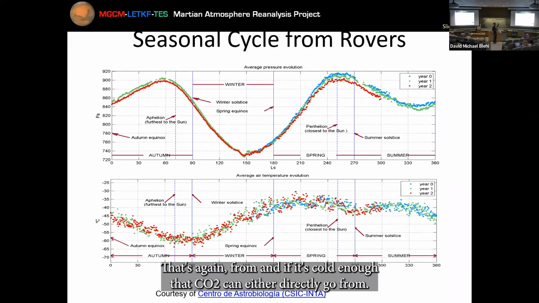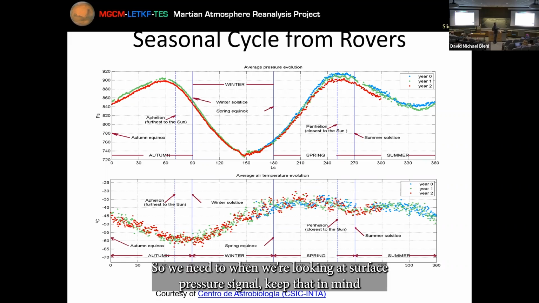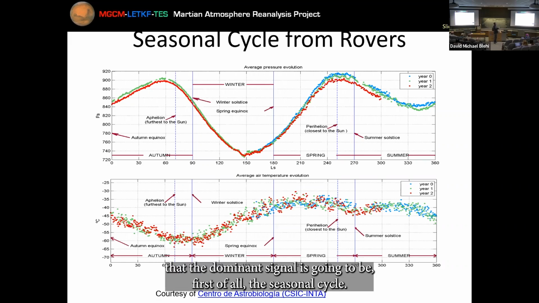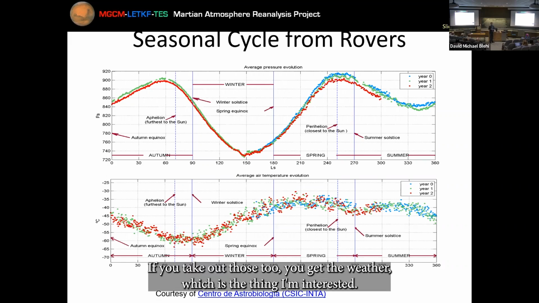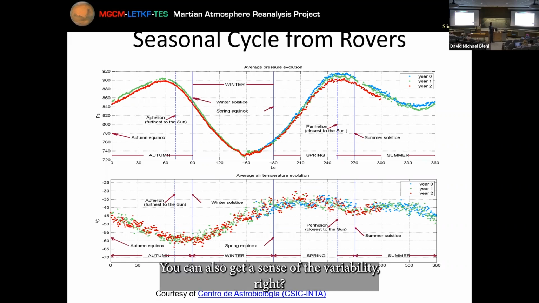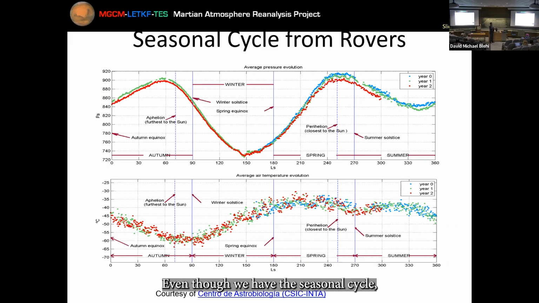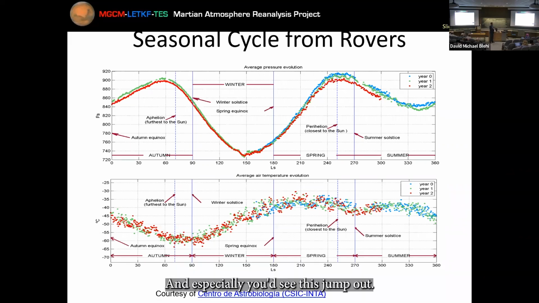It's cold enough that CO2 can go directly from vapor to solid and form CO2 snow. Okay, so when we're looking at the surface pressure signal, we need to keep in mind that the dominant signal is going to be, first of all, the seasonal cycle, and then second, the thermal tides. If you take out those two, you get the weather, which is the thing I'm interested in studying most. You can also get a sense of the variability. Even though we have the seasonal cycle, if we zoom in, we actually do have day-to-day variability of weather. And especially you'd see this jump out if I showed the dust storm years.